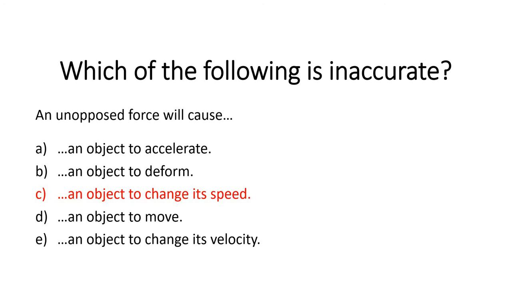An unopposed force will cause an object to accelerate or deform because forces cause movement or acceleration, so A and B are correct, and also therefore if an object is accelerating it's moving, so therefore D is correct. And acceleration is the same as a change in an object's velocity, so therefore E is correct. So C is the odd one out because speed is scalar, and we use vector measurements to determine the movement of an object once the force is applied to it.